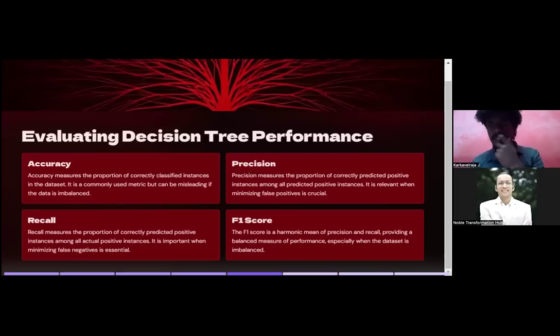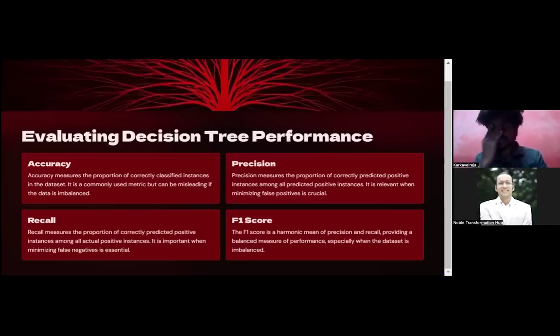Evaluating decision tree performance: how to evaluate it? Since it is more often used for classification problems, we can use all the metrics used for classification. Accuracy is a measure of the proportion of correctly classified instances in the dataset. It is a commonly used metric, but can be misleading if the data is imbalanced. When the positive samples are 90% and the negative samples are 10%, an imbalance is created, and that's why accuracy is not a very good metric there.